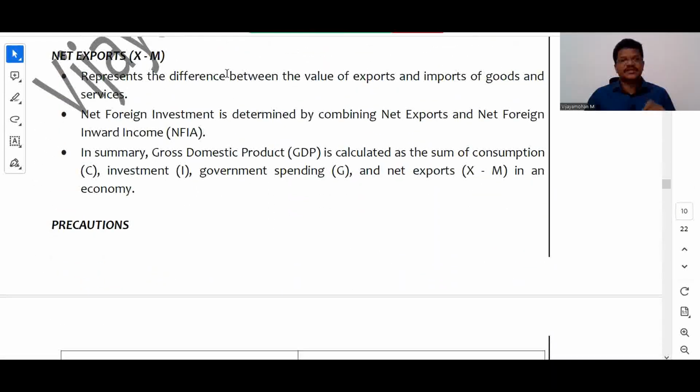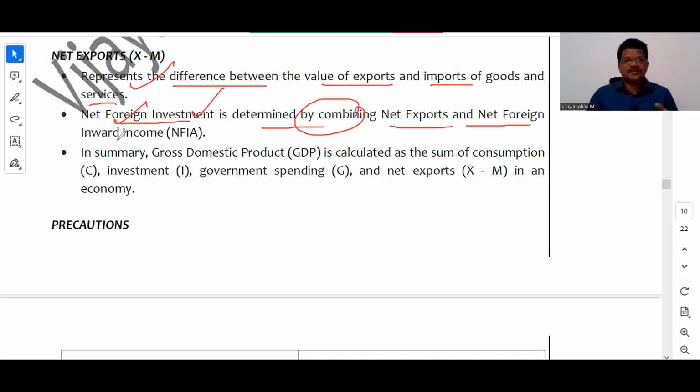లాస్ట్ కాంపోనెంట్ నెట్ ఎక్స్పోర్ట్, ఎక్స్ మైనస్ ఎం. ఇట్ రిప్రజెంట్స్ ద డిఫరెన్స్ బిట్వీన్ ద వాల్యూ ఆఫ్ ఎక్స్పోర్ట్స్ అండ్ ఇంపోర్ట్స్ ఆఫ్ గూడ్స్ అండ్ సర్వీసెస్. నెట్ ఫారిన్ ఇన్వెస్ట్మెంట్ అంటే ఇక్కడ ఎక్స్పెండిచర్ ఫర్ ఎక్స్పోర్ట్స్ అండ్ ఇన్వెస్ట్మెంట్స్ ఎక్స్పెండిచర్ కాంపోనెంట్ అయిపోయింది. నెక్స్ట్ ఇన్వెస్ట్మెంట్ కాంపోనెంట్. Net foreign investment is determined by combining net exports and net foreign inward income. So foreign inward income, investment income ఏమొస్తుంది, అదే విధంగా ఇక్కడ నుంచి ఇన్వెస్ట్మెంట్ అవుట్కమ్ ఏం వెళ్తుంది.